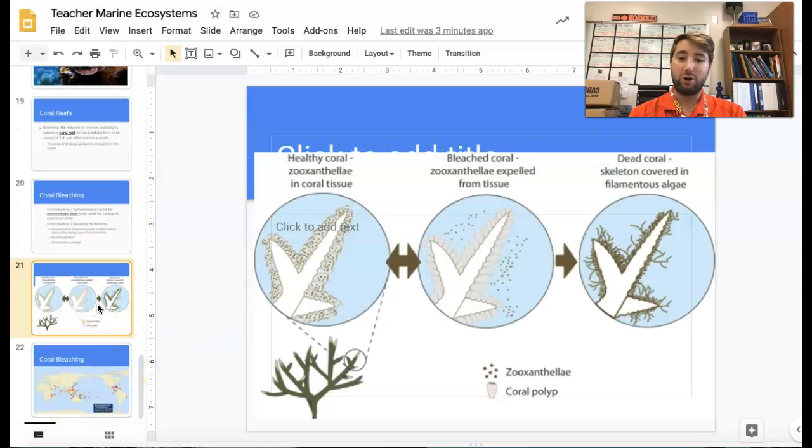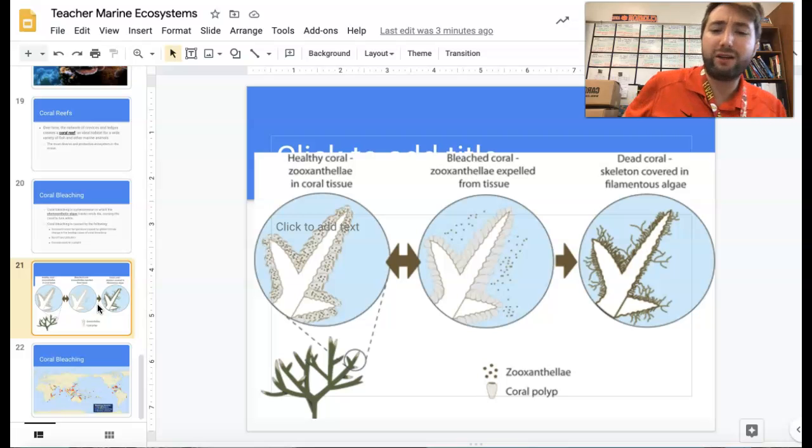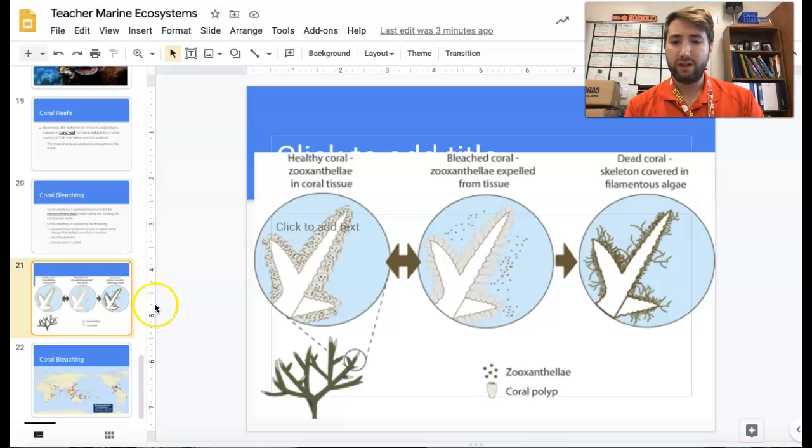So here's a picture showing you the coral reef. Here's the healthy coral. There are the zooxanthellae. They live in the top of the coral reef, and they provide it with glucose and other sugars for food. But then what happens is maybe the pH of the ocean goes down too much, maybe the temperature of the ocean is too hot. So then the zooxanthellae leave, and then the corals start to die, and then they start to become bleached.